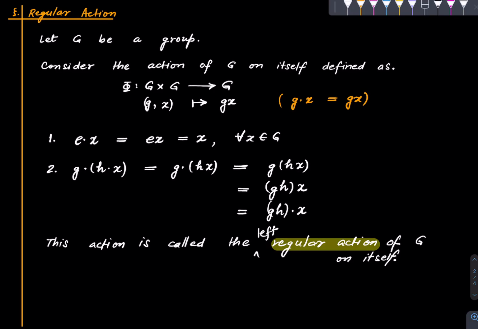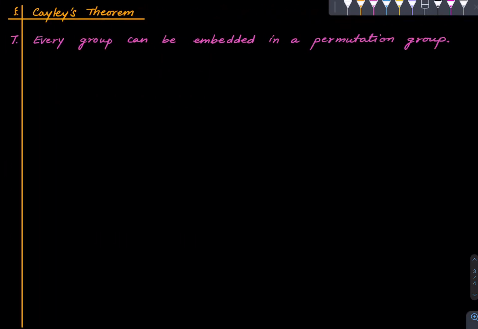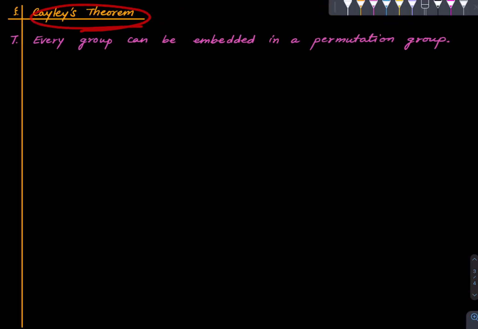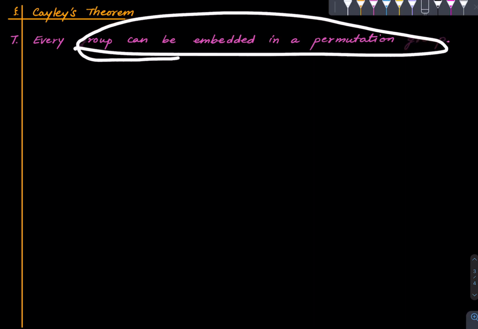All right, so that's just a definition. And it has a very nice corollary, which is called Cayley's theorem. Cayley's theorem says that every group can be thought of as a subgroup of some permutation group, or in other words, every group can be embedded in some permutation group. This was given as an exercise earlier, but now we will give a proof of it. Let me write down more precisely what this means.